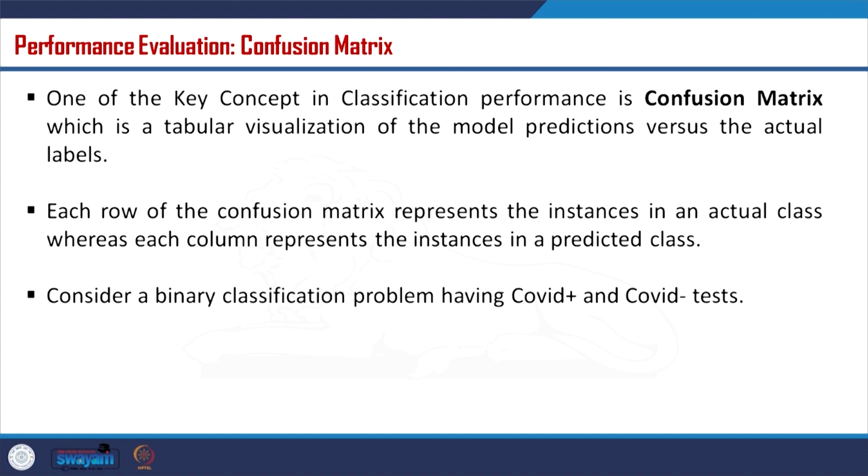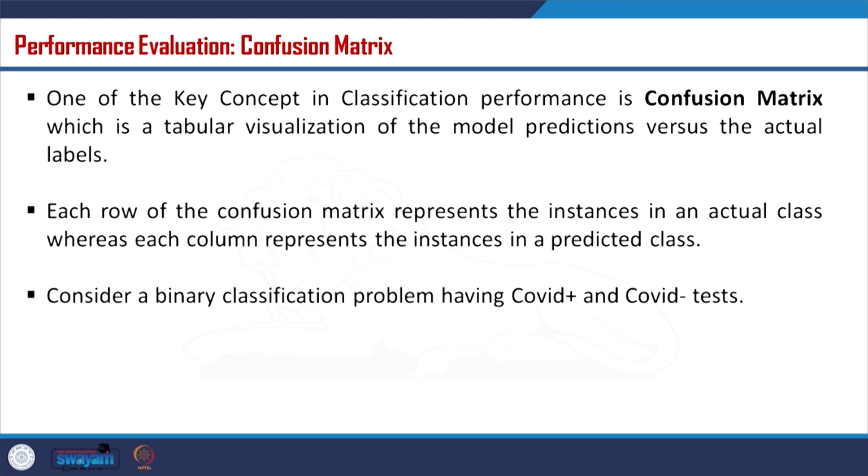Now let us see how to evaluate which one is better for a particular problem. Our first performance evaluation metric is the confusion matrix. It is one of the key concepts in classification performance. It is a tabular visualization of the model predictions versus the actual labels.